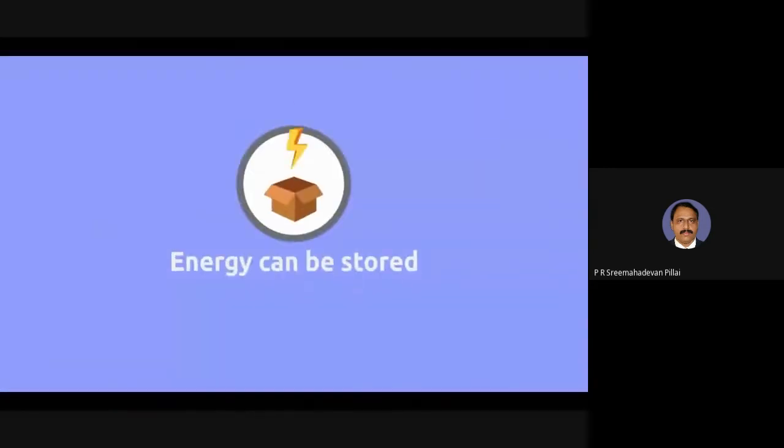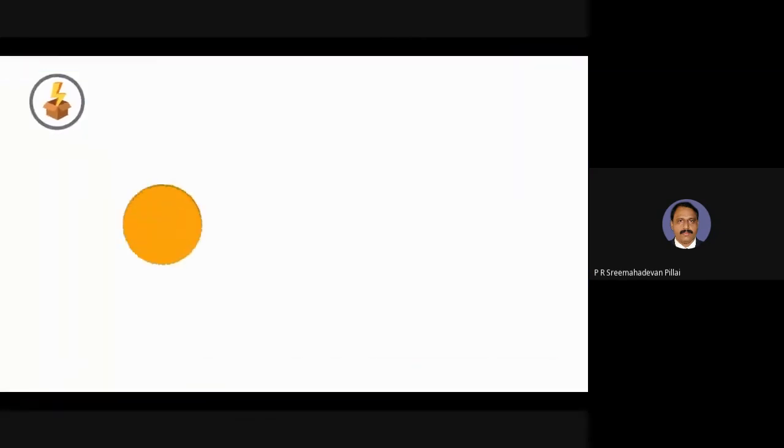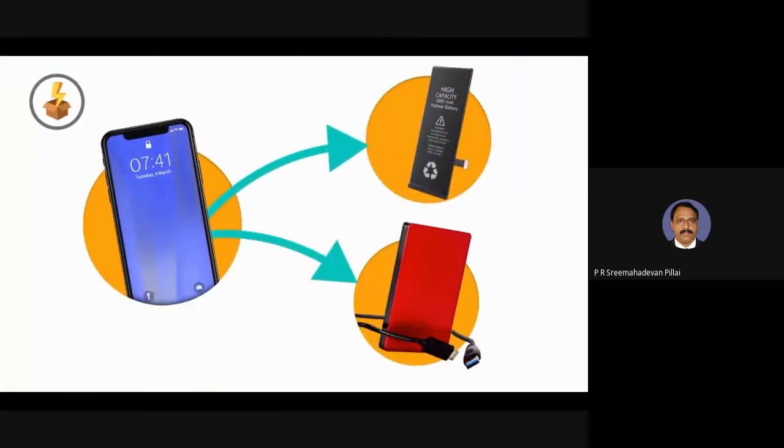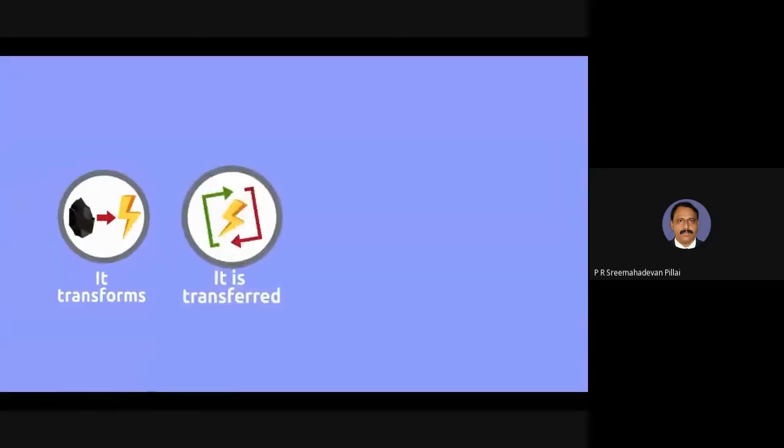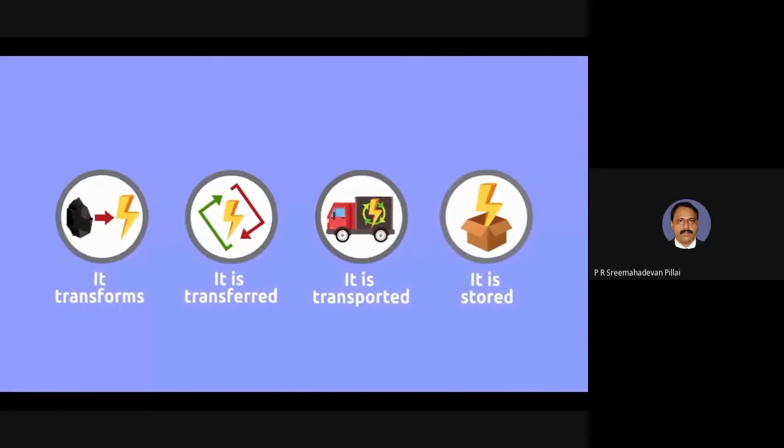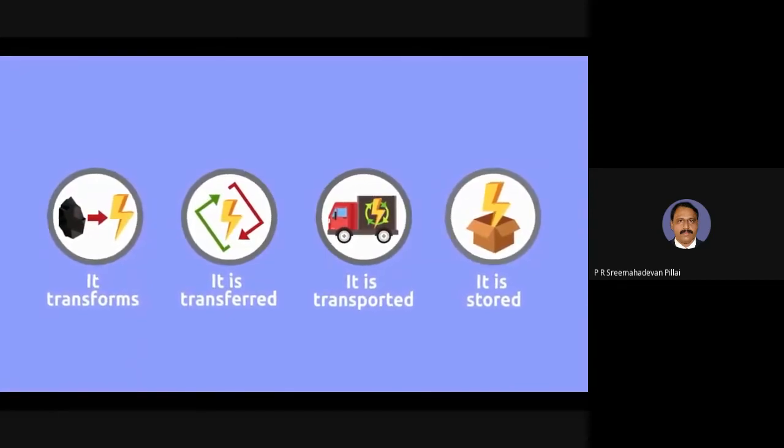Energy can be stored. For example, mobile phone batteries are used for storing energy. Let's recap. Energy transforms, is transferred, and can also be transported and stored.